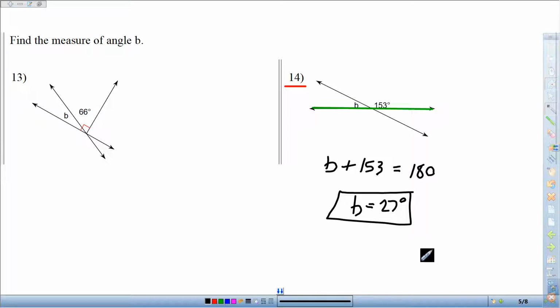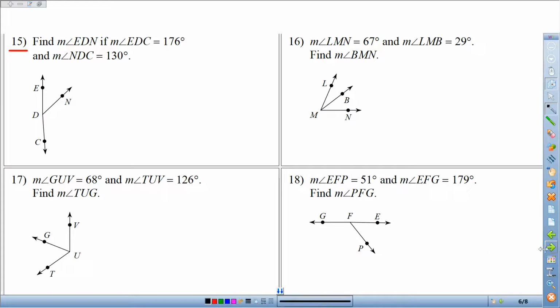Alrighty, cool. Number 13, I'll let you guys decide what these two angles would add up to, but that little box should give you a hint. All right, moving on to the back side of this worksheet, and this is really the point of this worksheet, at least for me: finding missing angles and making equations out of information.